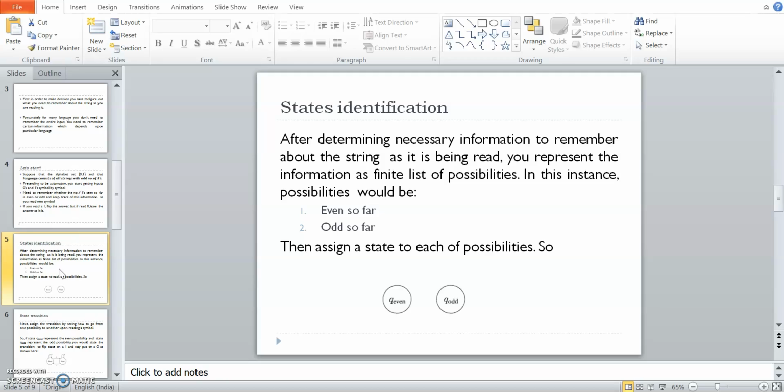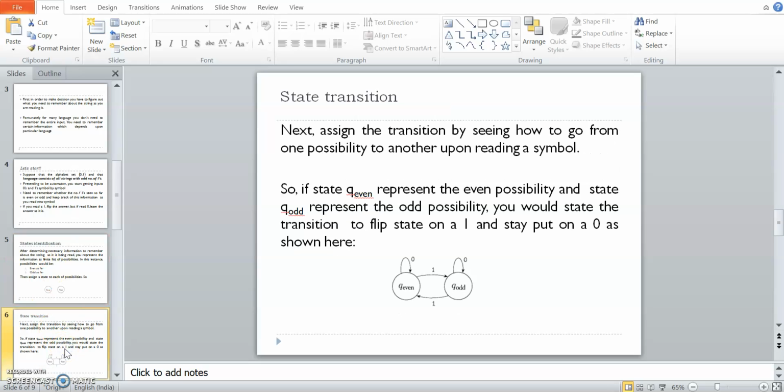After that, assign a state to each of the possibilities. Here these are the two possibilities, so there are two states, Q even and Q odd. Now, which one is the start state and which one is the end state? Prior to finalizing that, we'll see the transition function. When I'm in Q even, how do I switch to Q odd, and when I'm in Q odd, when do I switch back to even?